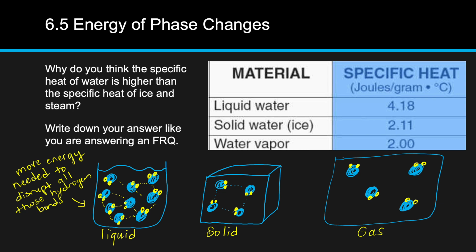Now, in ice, the hydrogen bonds are already arranged in that rigid, ordered crystal lattice. And because the structure is more fixed, there's less energy needed to increase motion. So the specific heat is going to be lower than liquid water. And then finally, in steam or gaseous water, the molecules are really far apart, and so they have very weak intermolecular forces, so little energy is needed to increase their kinetic energy, which means they have an even lower specific heat than solid.